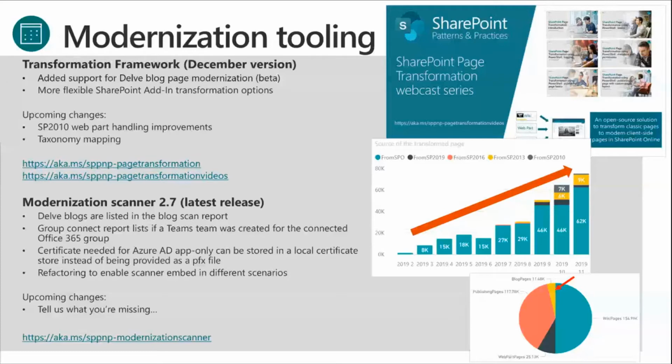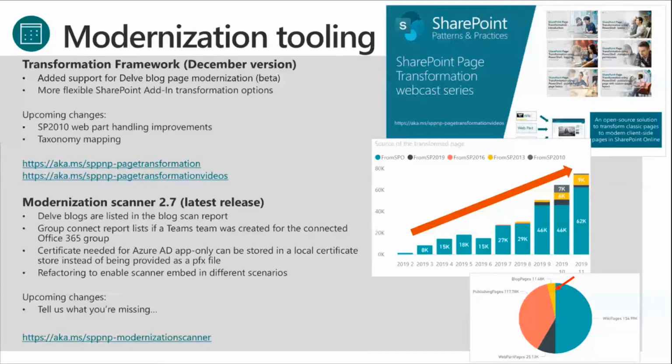You should have a message center post in your tenant. I think it was posted on December 4th with some details. But page transformation offers you a way to take those Delve blog pages and modernize them, create regular modern pages in the communication site, and then you can just continue working from there.